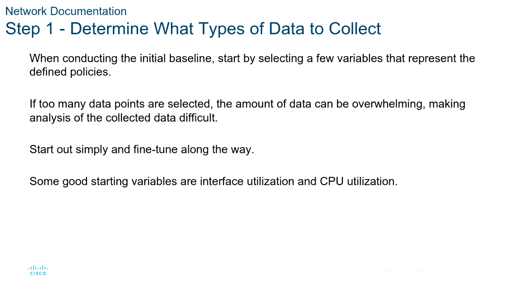So we want to get an idea how busy the interfaces are. If the interfaces are consistently way above 70%, you need to get more interfaces. You need to buy another router with more interfaces and split that traffic out. We want to look at the CPU utilization on that router or switch.